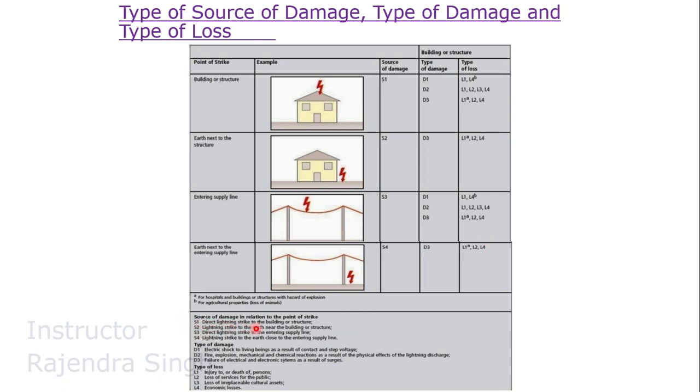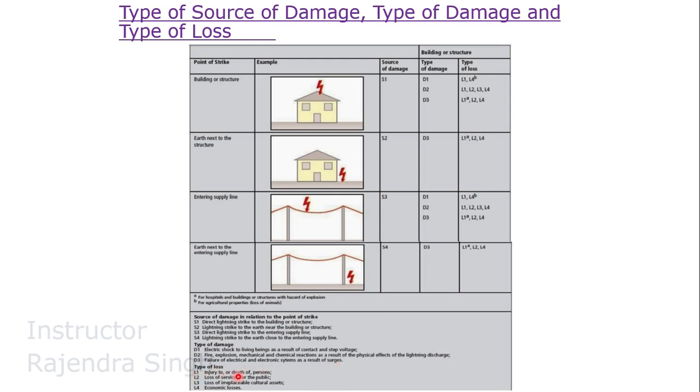So S1 is a direct lightning strike to the building or structure. S2 is a lightning strike to the earth near the building or structure. S3 is a direct lightning strike to the entering supply line. S4 is a lightning strike to the earth close to the entering supply line. Type of damage D1 is electric shock to living beings as a result of contact and step voltage. D2 is fire, explosion, mechanical and chemical reactions as a result of physical effects of lightning discharge. D3 is the failure of electrical and electronic systems as a result of surges.